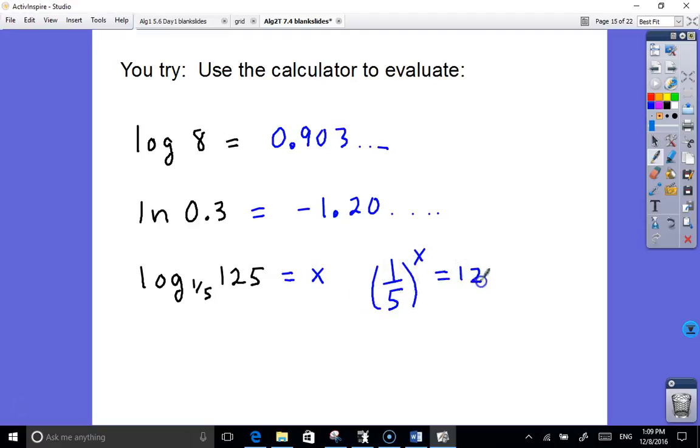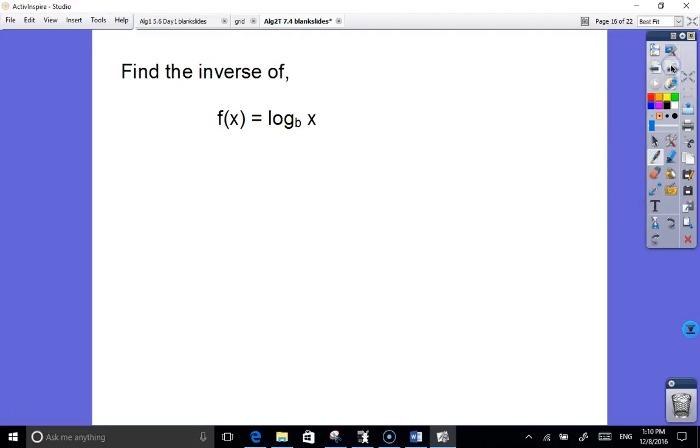And then you would solve that. But again, you've got a log base button, so you really don't need that. Okay, so the next one relates a little bit to what we're going to have on the quiz. How do we find the inverse of a function? We're going to try to find the inverse of a logarithm.